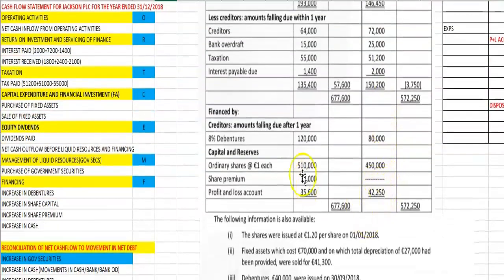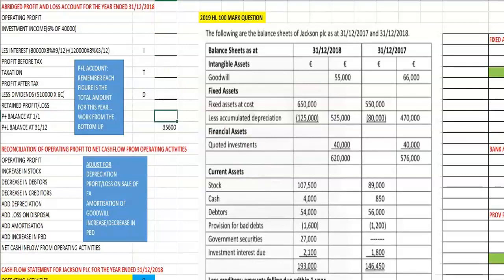In this case, €42,250. If you had an opening profit and loss balance of €42,250 and a closing profit and loss balance of €35,600, you must have made a loss during the year. The loss will be the difference between those two figures, in this case €6,650. Before you arrived at your loss, you would have taken away your dividends, so now we need to calculate what they are.